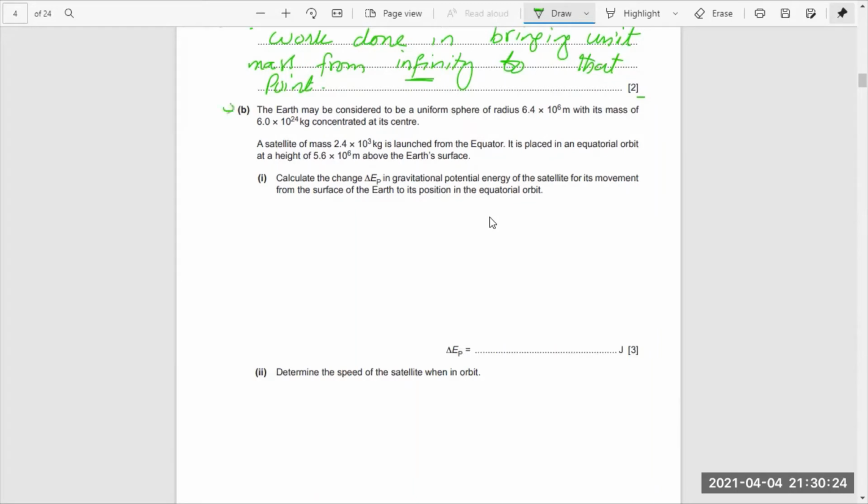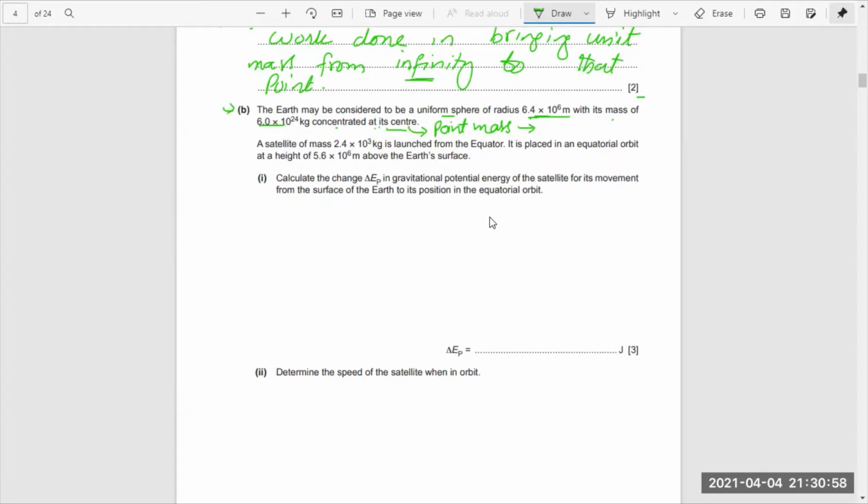It says, Earth may be considered to be a uniform sphere of radius this, with its mass this concentrated at its center, because this is important to indicate in the question of any gravitational fields that the mass is a point mass. So this concentrated at its center is clearly indicating that this is a point mass, because we always apply, this is a basic condition of the gravitational law, that we should consider it as a point mass.